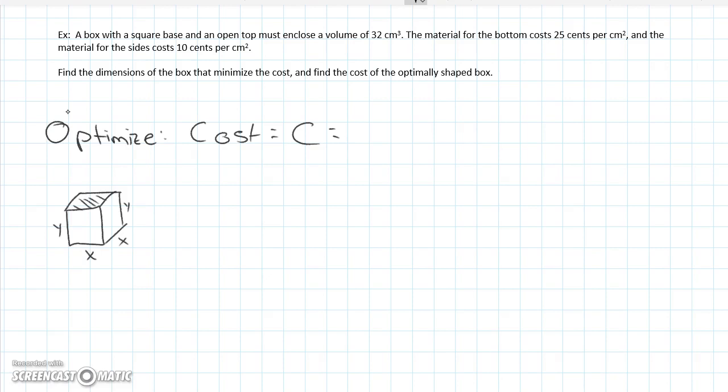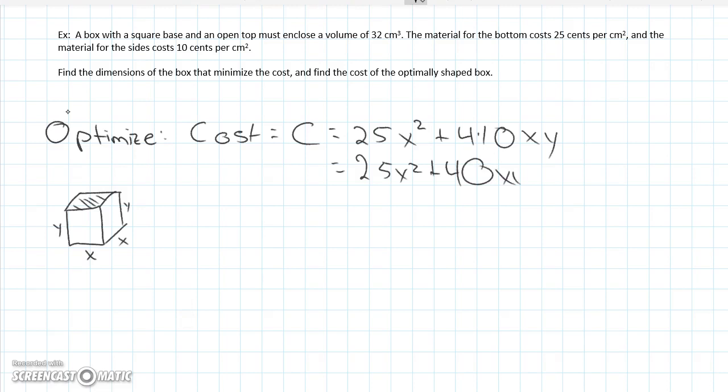Okay, so the cost is going to be the area of each of those sides times the cost per centimeter squared of that side. So for the bottom, we're going to have 25 cents times the area, which is x squared. And for each of the sides, we're going to have 10 cents times the area of that side, which is x times y. And there's 4 of those, so we'll multiply that by 4. Okay, so if we clean that up, that is, of course, 25x squared plus 40xy. Okay, great cost function. Why not?